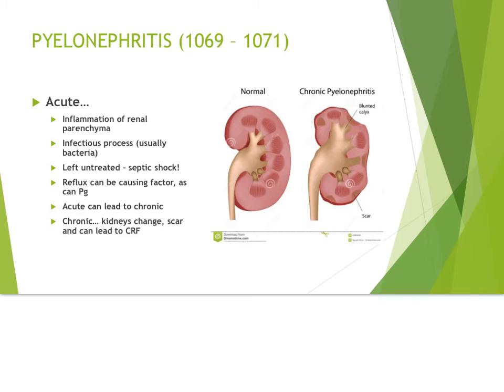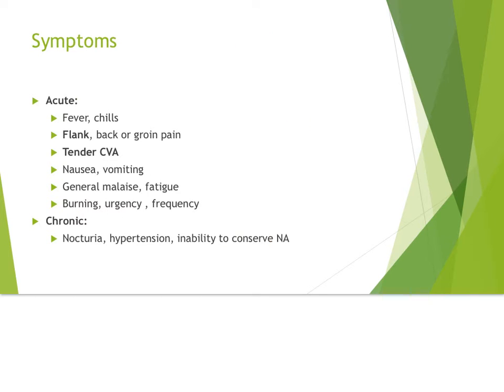Now what happens with chronic is we have actual chronic inflammation, usually not bacterial in nature, and we get scarring. So scarring of the tubules, scarring of the tissues of the kidney. And it actually can be a cause of chronic renal failure.